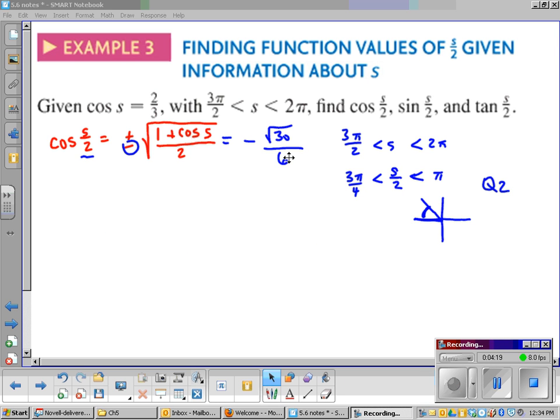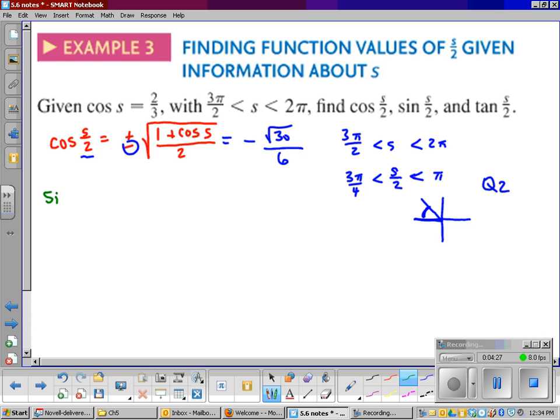Okay, I deleted my work and I moved the answer up here. This is the answer we just found, just so that we have more room to find the sine S over 2. Keep it all on one page. Sine S over 2 uses a similar identity, plus or minus the square root of 1 minus cosine S divided by 2. Same process. We want to choose plus or minus, determined by whether the sine in quadrant 2 is positive or negative. The sine is positive in quadrant 2.